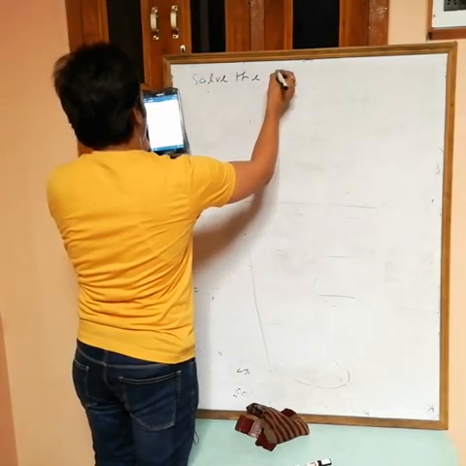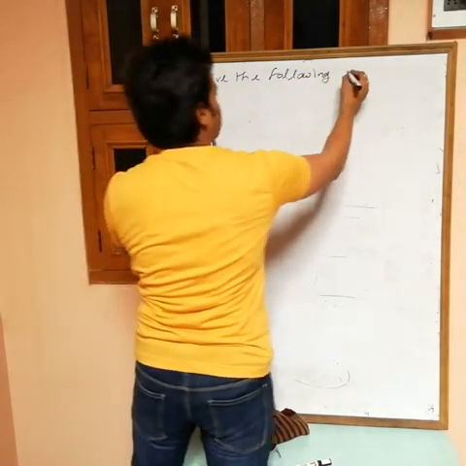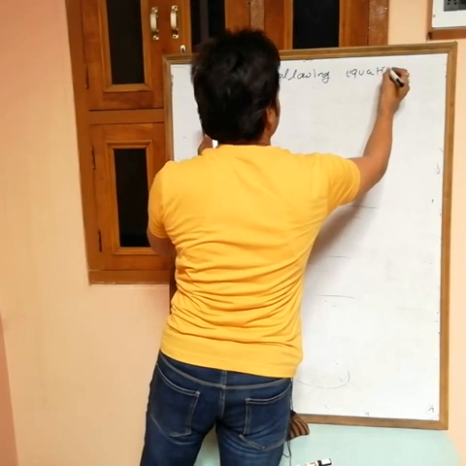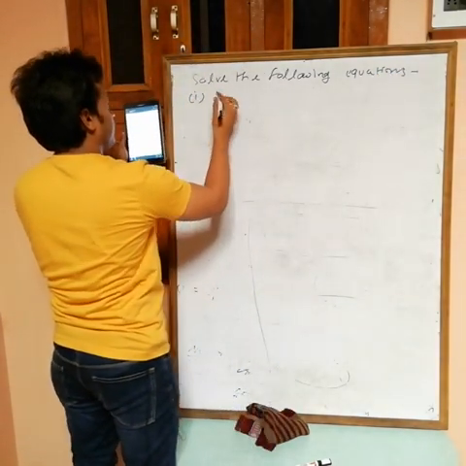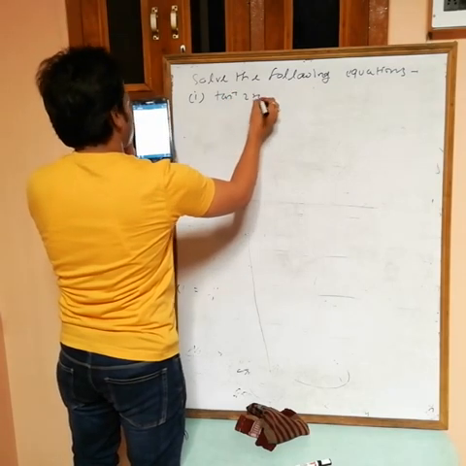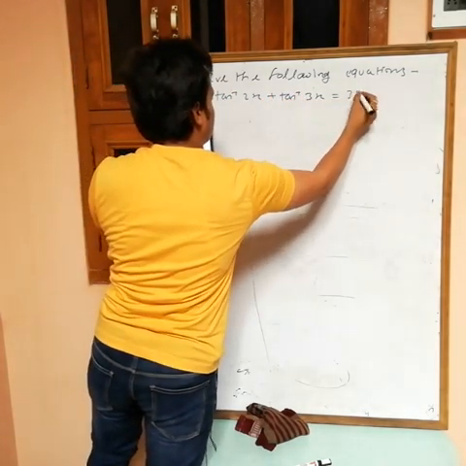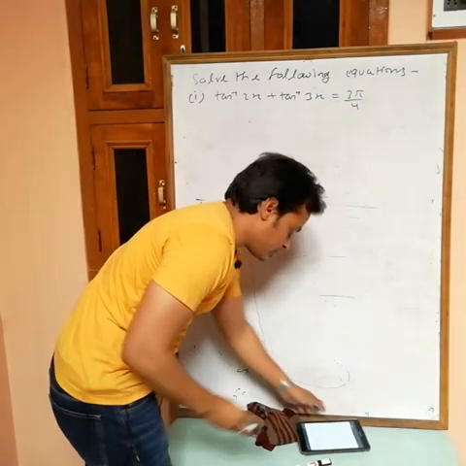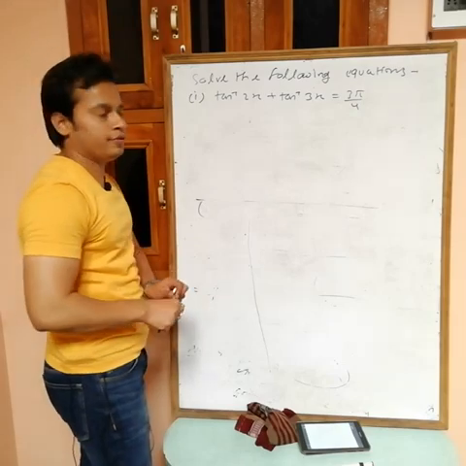Solve the following equations. First one: tan inverse 2x plus tan inverse 3x equals 3 pi by 4. Okay, solve this equation. Pause and try.